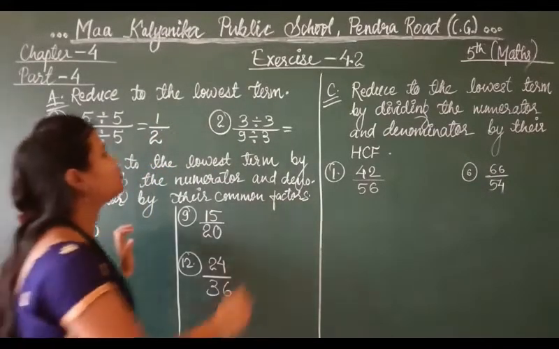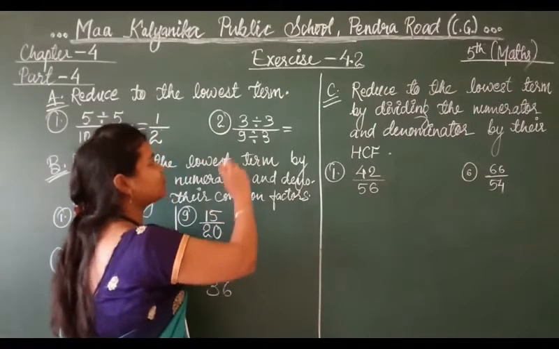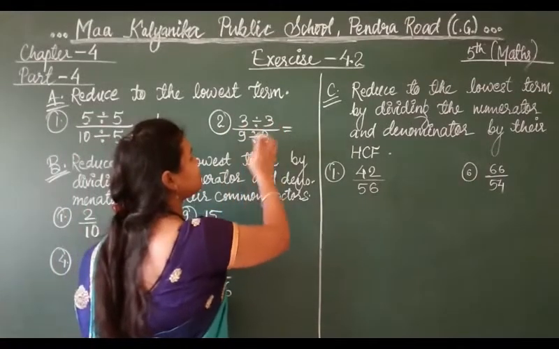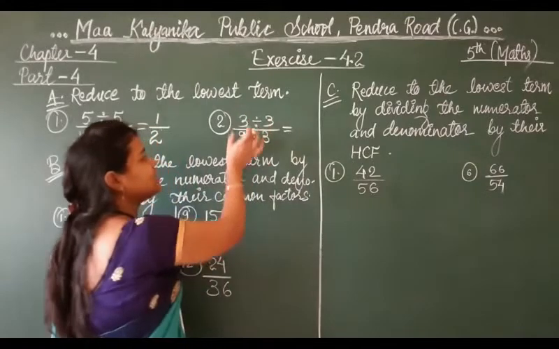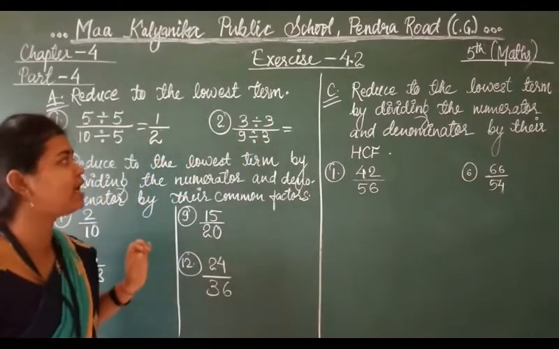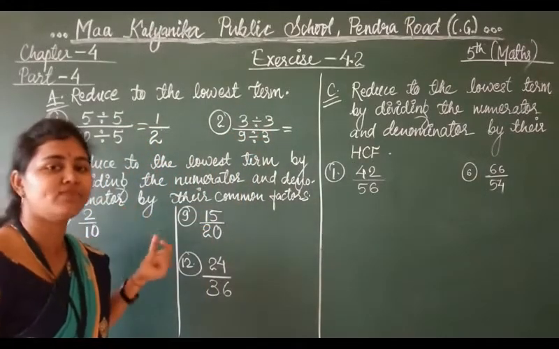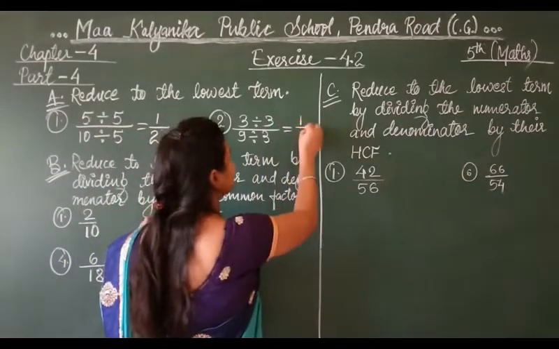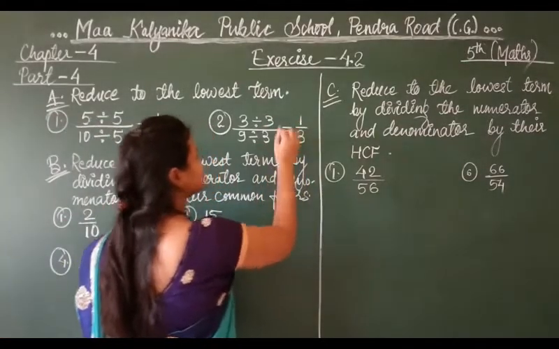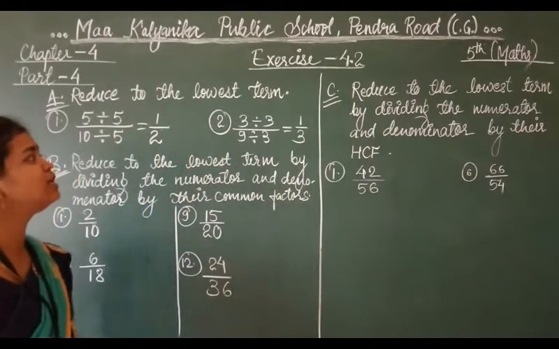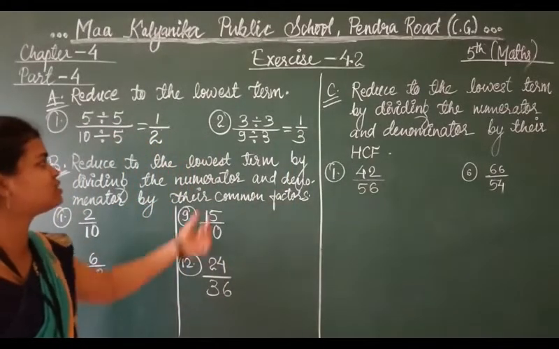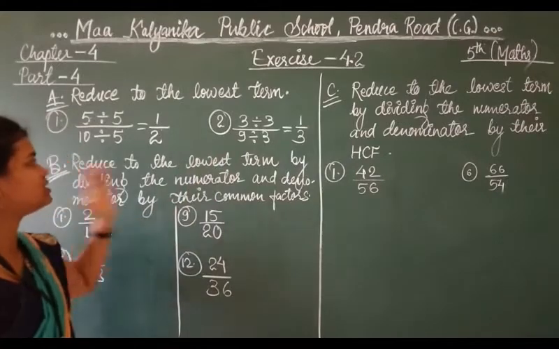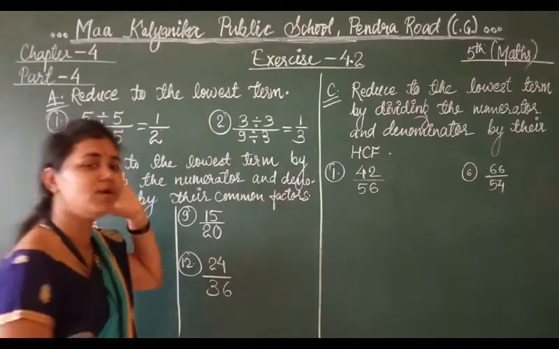Okay students, now moving to question number 2 of question A. 3 divided by 3 and 9 divided by 3. Here the fraction given is 3 by 9 and it is divided by a common factor 3. So let us find the answer. 3 divided by 3 is 1 and 3 threes are 9. So 1 by 3 is the lowest term which we have received here. In this way you can solve question number A.